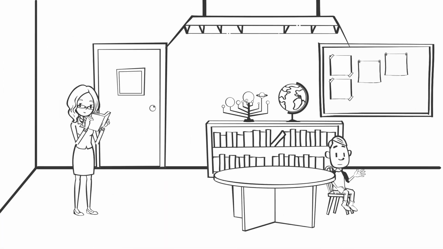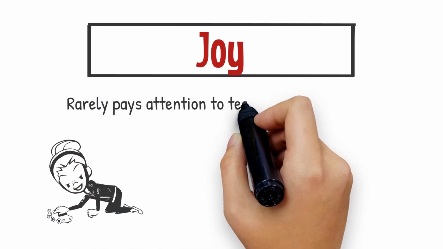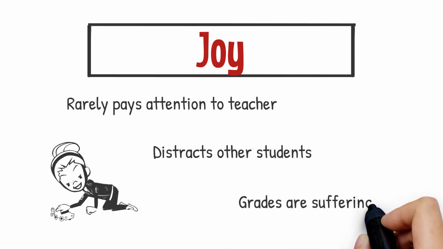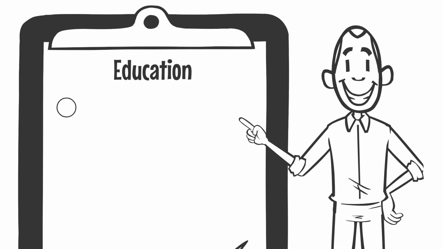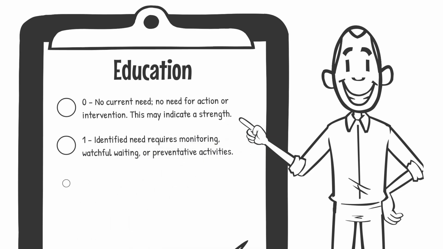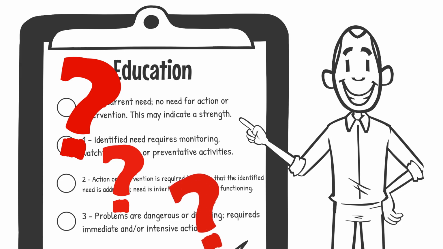Continuing the example of education, here we see children in a classroom setting with our target youth being Joy. Joy doesn't pay attention to her teacher, she distracts her classmates, and her grades are poor. Looking back to our FAST manual's item description, the information we have for Joy may not translate well into a rating based solely on the anchors alone.